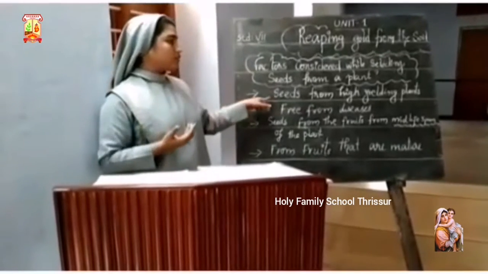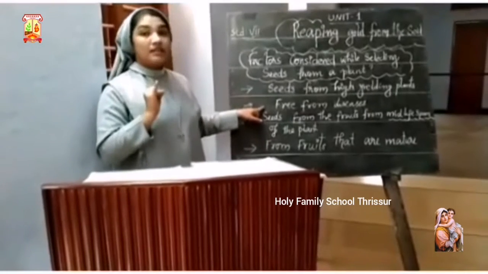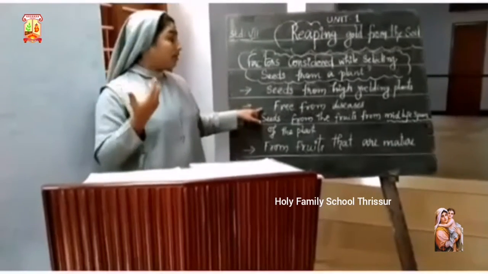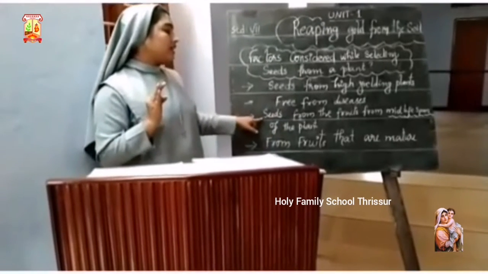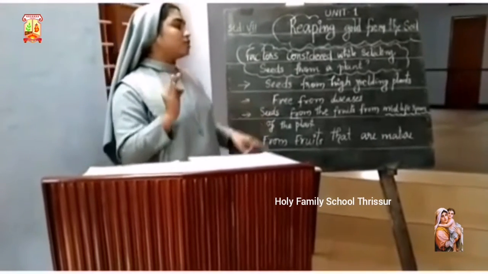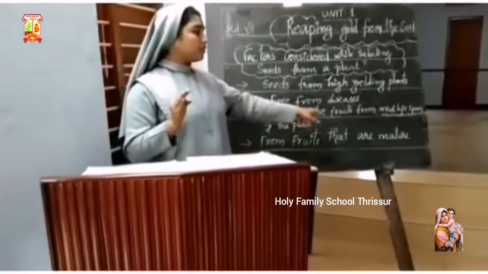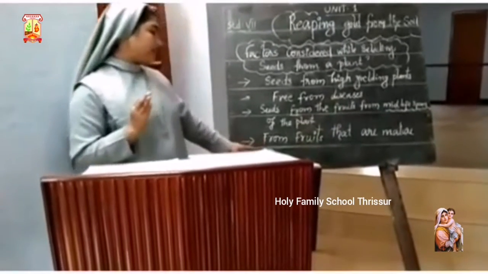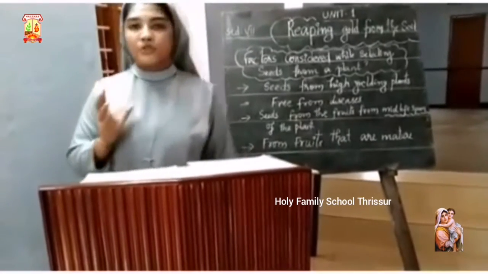Say with me. The first one, seeds from high yielding plants, and the second, seeds that are free from diseases. The third one, seeds from the fruits of the mid lifespan, and the fourth one, seeds from the fruits that are mature.